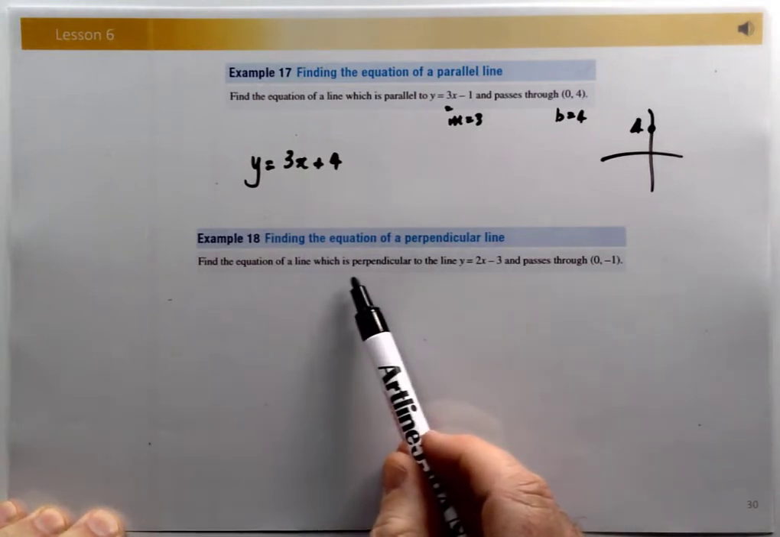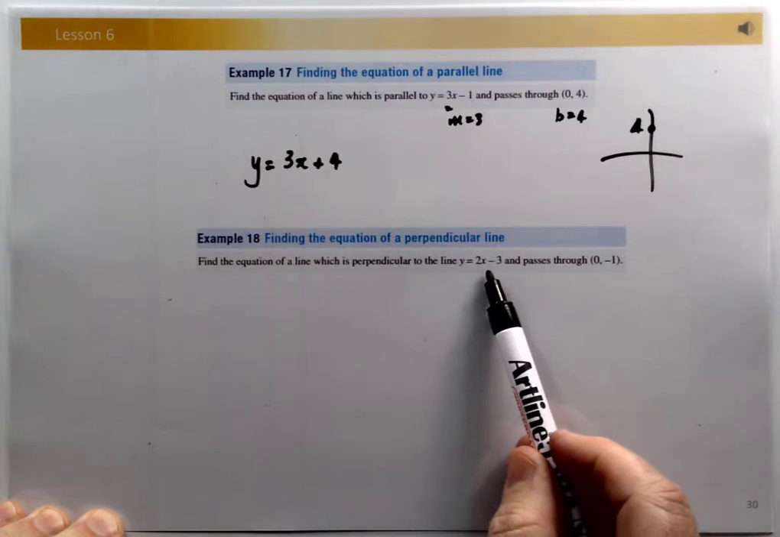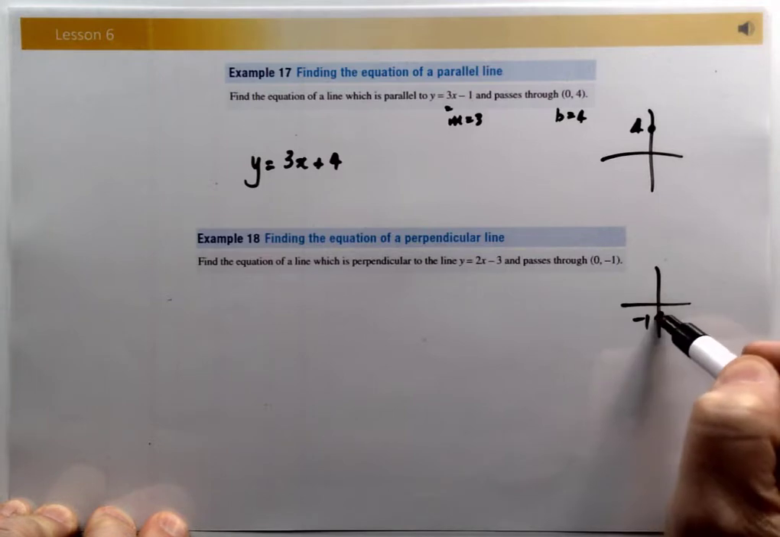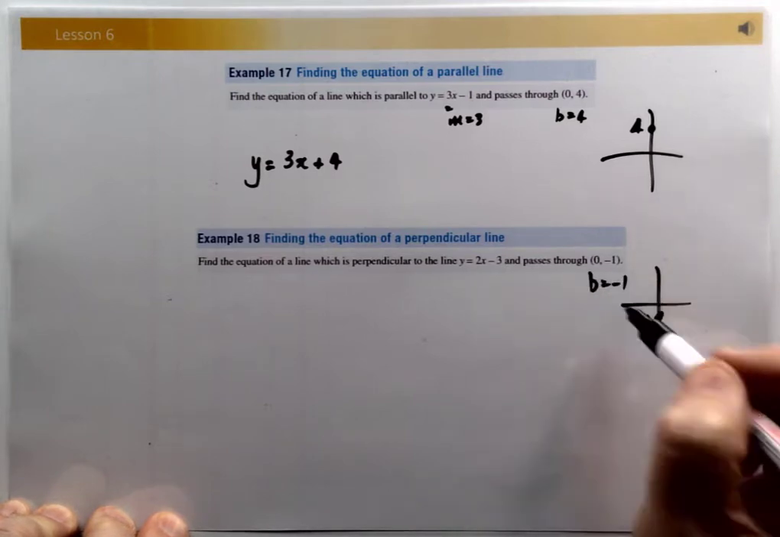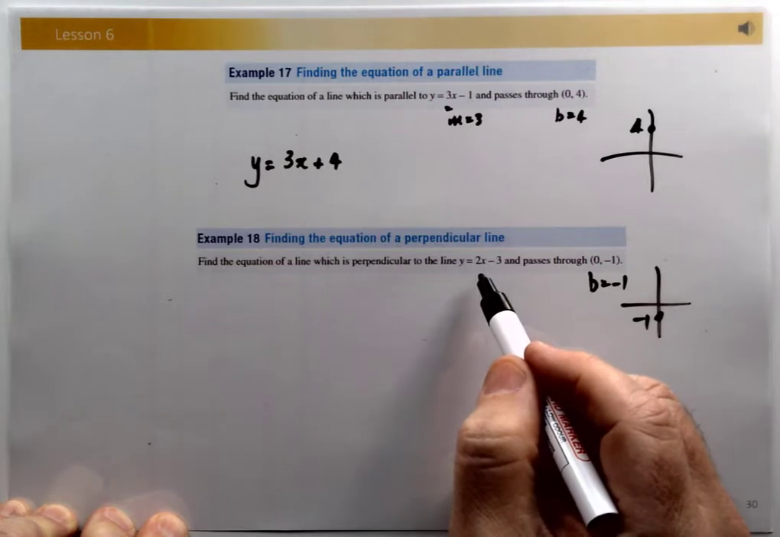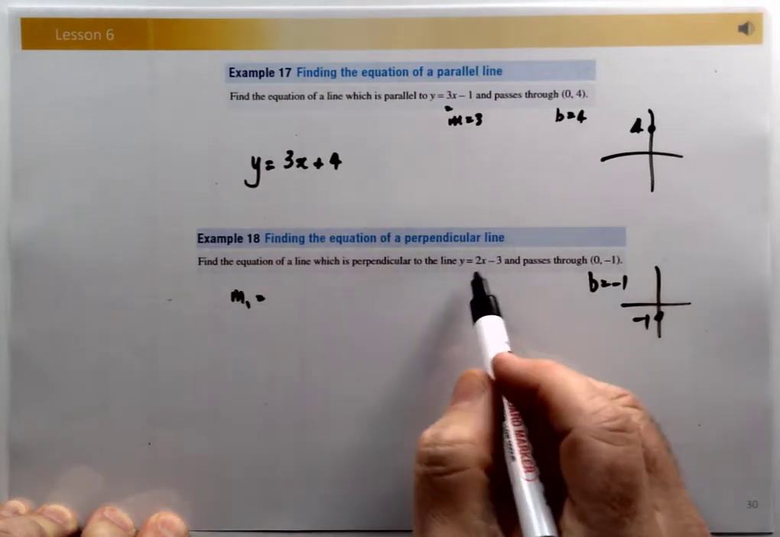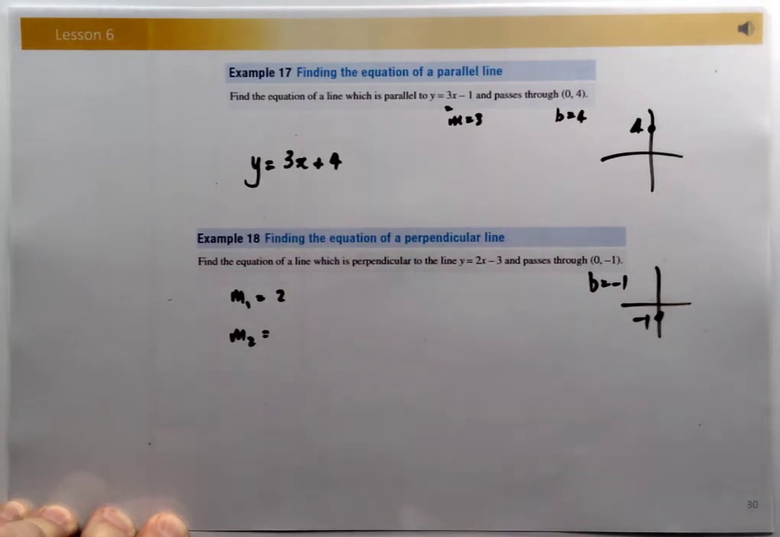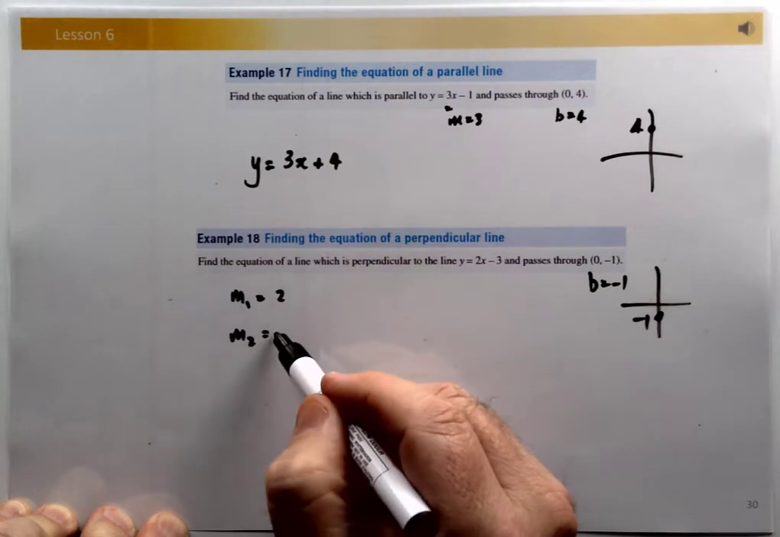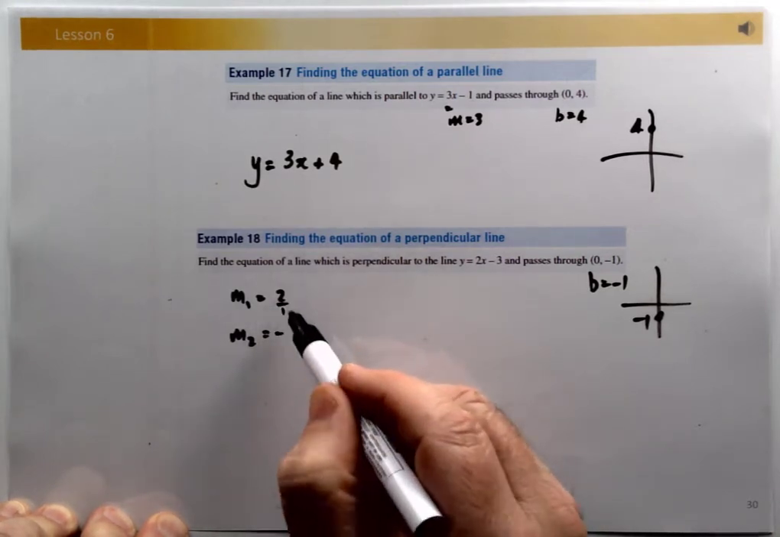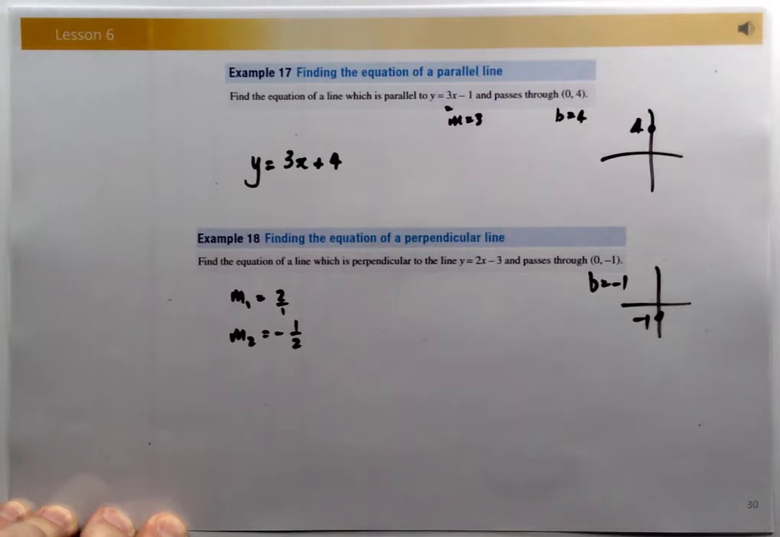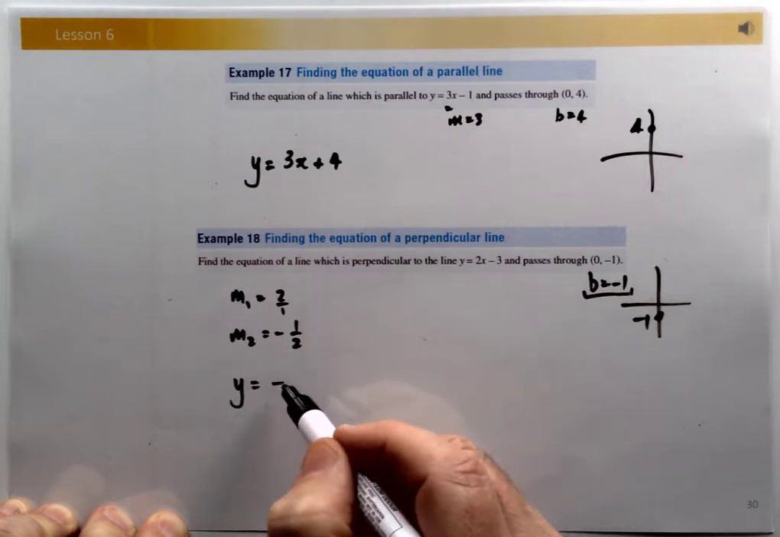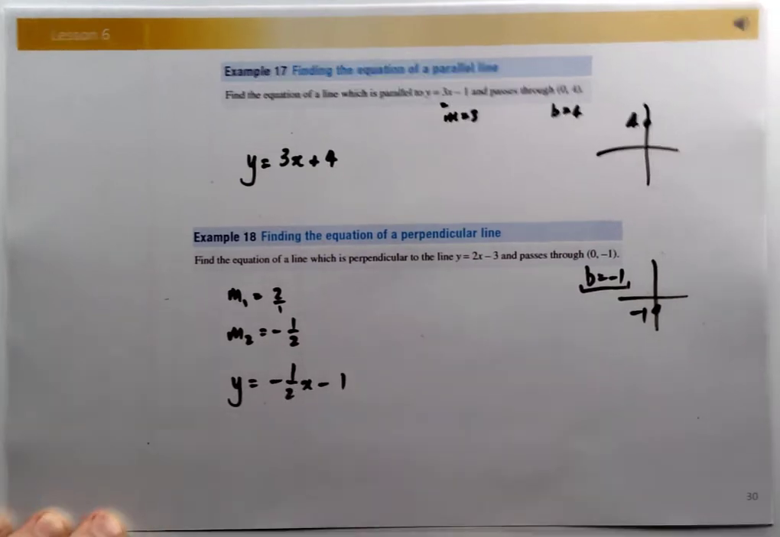Example 18, find the equation of the line which is perpendicular to the line y equals 2x minus 3. And again we're given the y-intercept is minus 1, so b is equal to minus 1. To work out the gradient we need, we're told that m, the gradient of the first line, is 2. So the line which is going to be perpendicular to that line, if that's positive, this one needs to be negative. That's like 2 over 1, so we just take its reciprocal to get minus a half. So we know the y-intercept, we know the gradient, so y is equal to mx plus b.